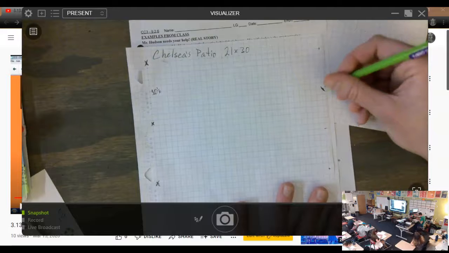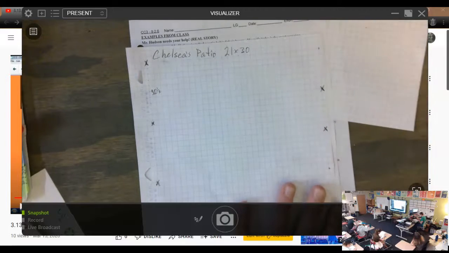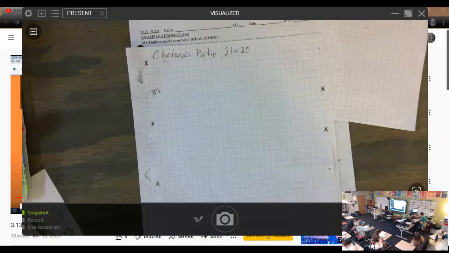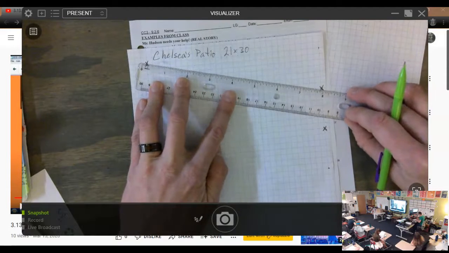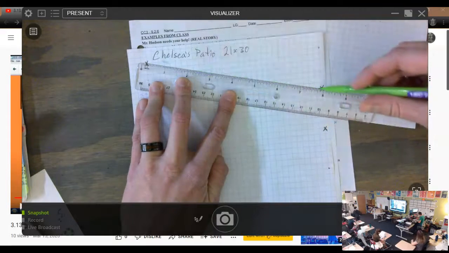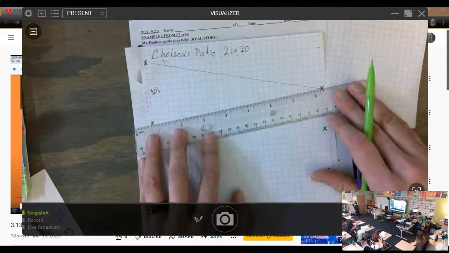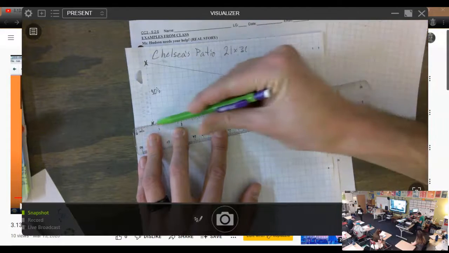So here's one side of the path, here's the other side of the path, and that is where our posts are going to go. So go ahead, grab that ruler that we should have since it was on the list of things to get out. And this doesn't have to be perfect.